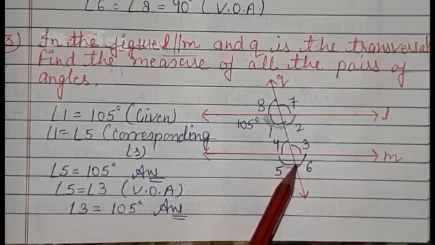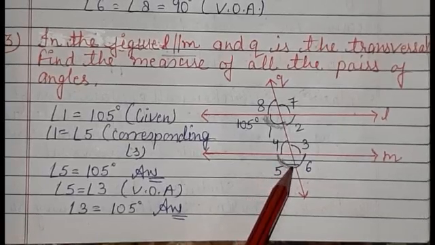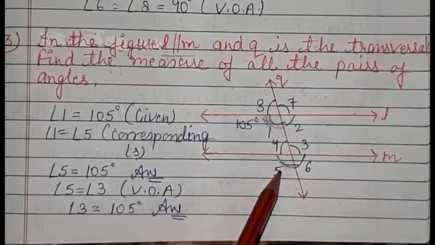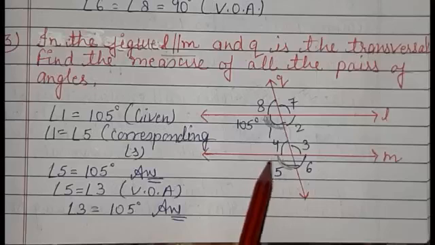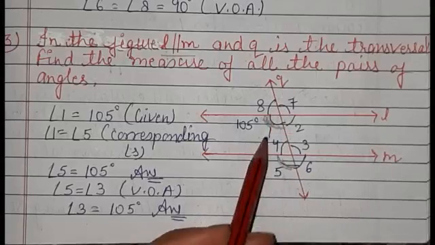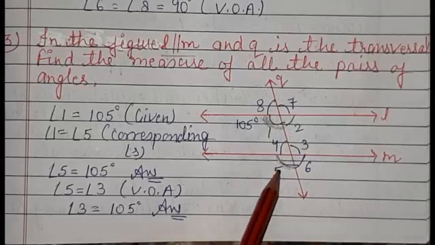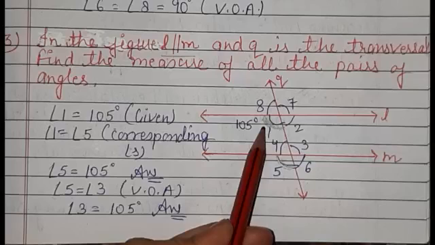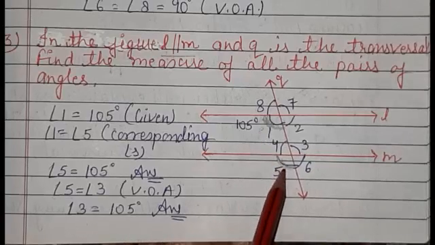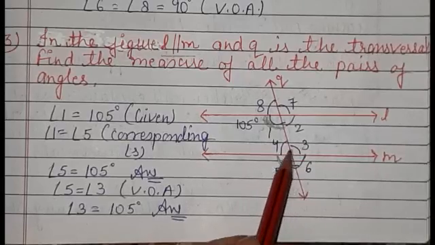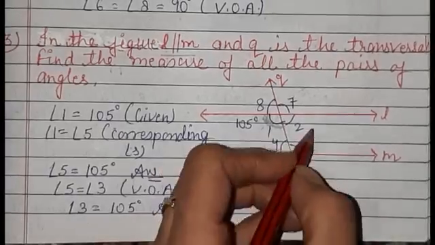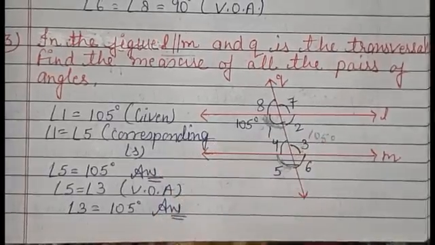So angle 5 is also equal to 105 degrees because these are corresponding angles. And when parallel lines are cut by a transversal, corresponding angles are always equal. So angle 5 is equal to 105 degrees. Clear? Now after this, angle 5 is equal to angle 3 because of vertically opposite angles. Right? So this is also 105 degrees.